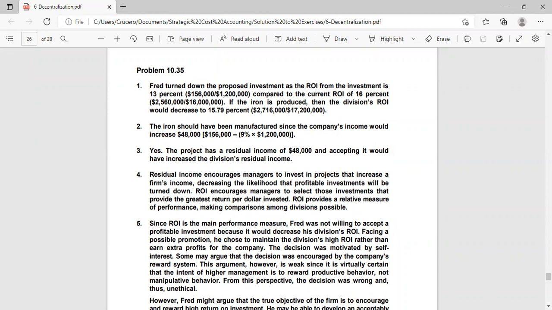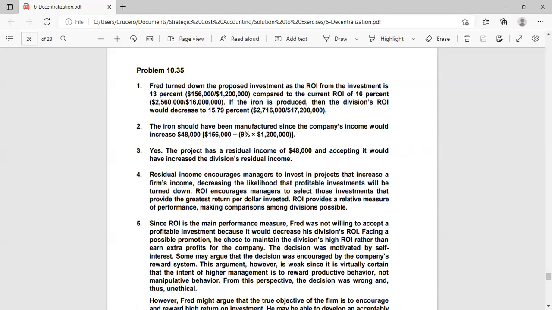Some may argue that the decision was encouraged by the company's reward system. This argument, however, is weak, since it's virtually certain that the intent of higher management is to reward productive behavior, not manipulative behavior. From this perspective, the decision was wrong and thus unethical, because it was more of manipulative behavior.